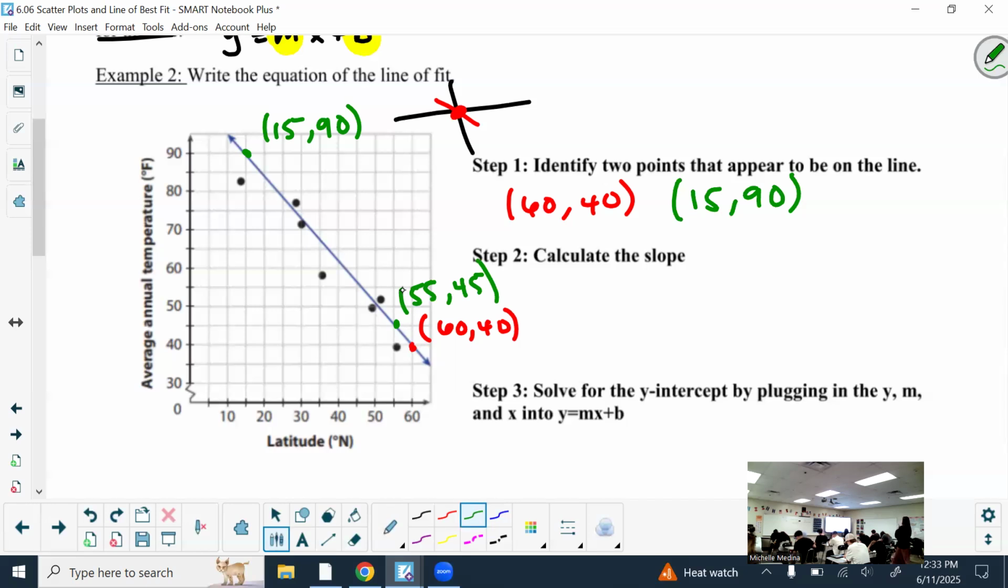But all I need are 2 points that appear to be on the line. And I'm going to do these 2. As long as it's on the line, then you're set. So identify 2 points that appear to be on the line.